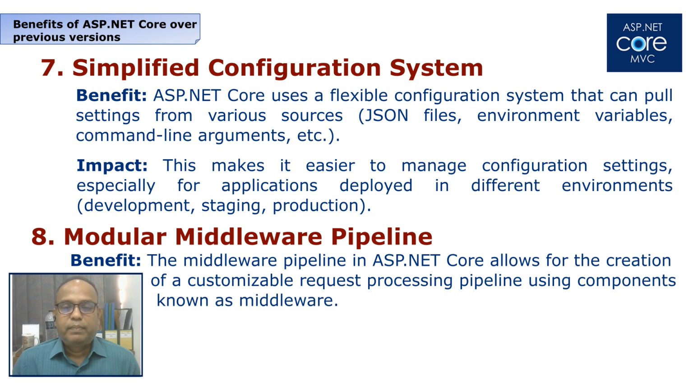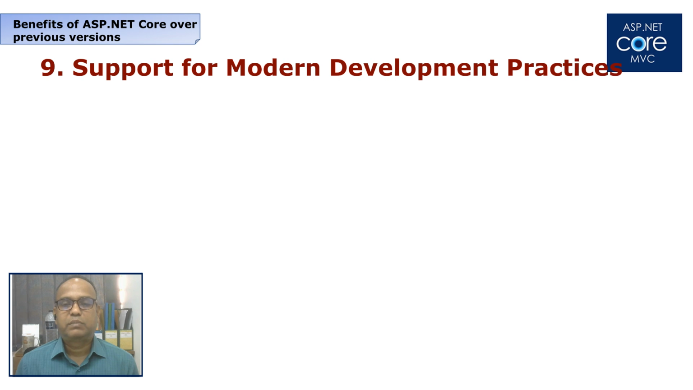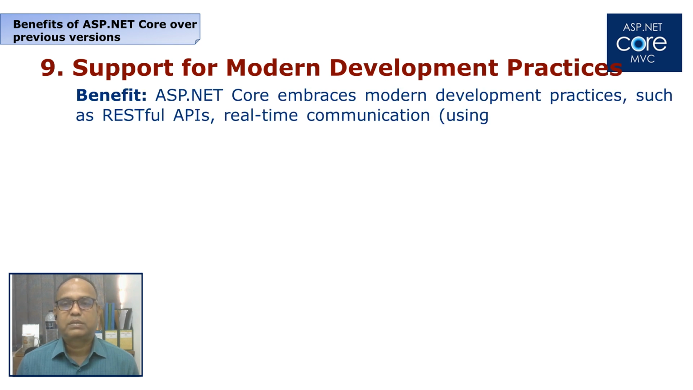Number 8. Modular middleware pipeline. Benefit: the middleware pipeline in ASP.NET Core allows for the creation of a customizable request processing pipeline using components known as middleware. Impact: this enhances flexibility in handling requests and responses, allowing developers to add, remove, or reorder middleware components as needed.